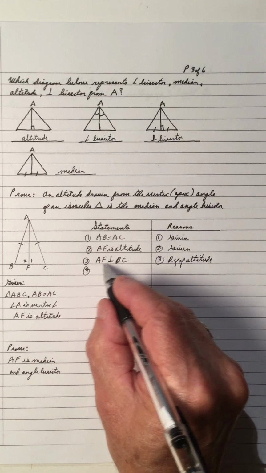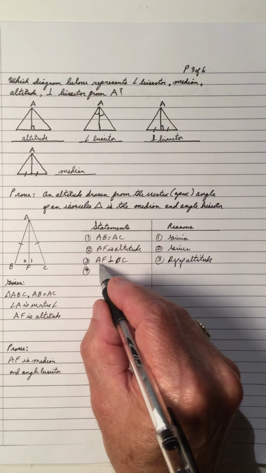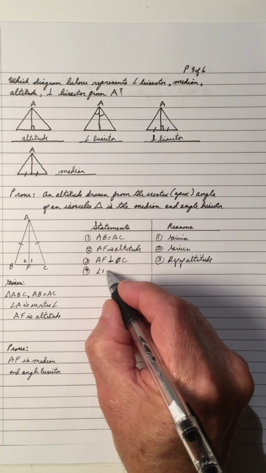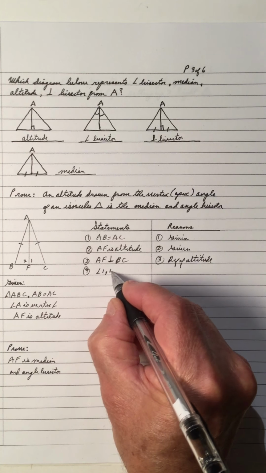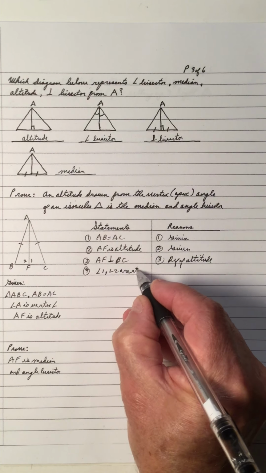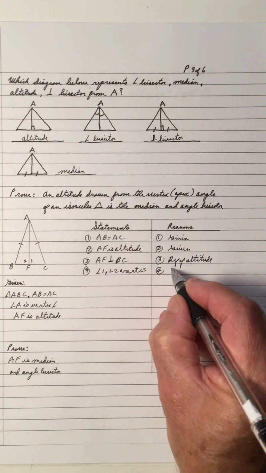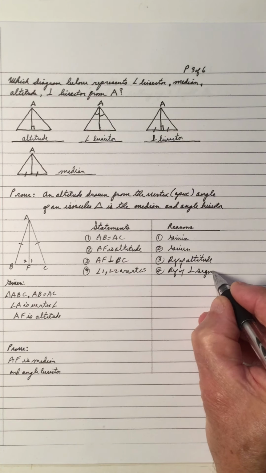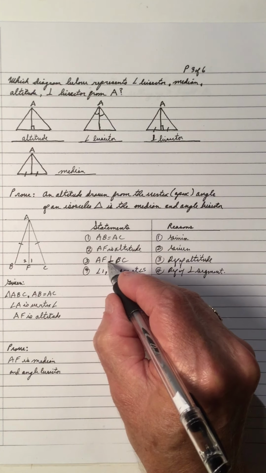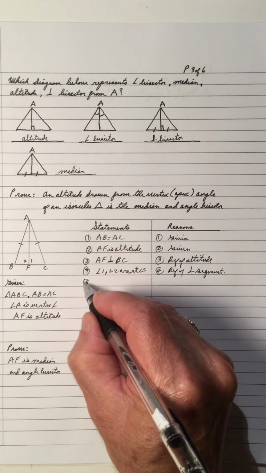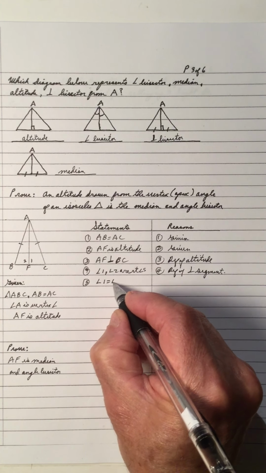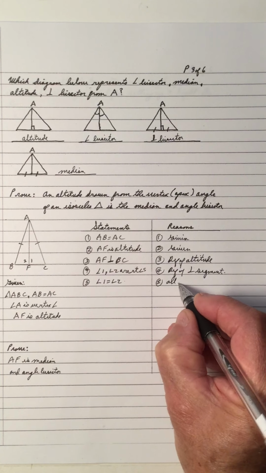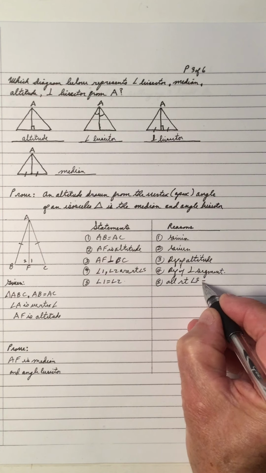And as a result of being altitude, or being perpendicular, that means angle 1 and angle 2 are right angles. Definition of perpendicular segments or lines. Because if two segments are perpendicular, then they form right angles. And as a result, angle 1 is equal to angle 2 because of all right angles equal.